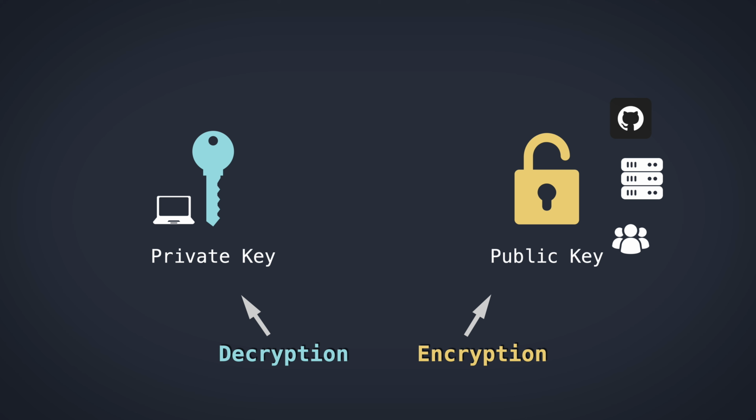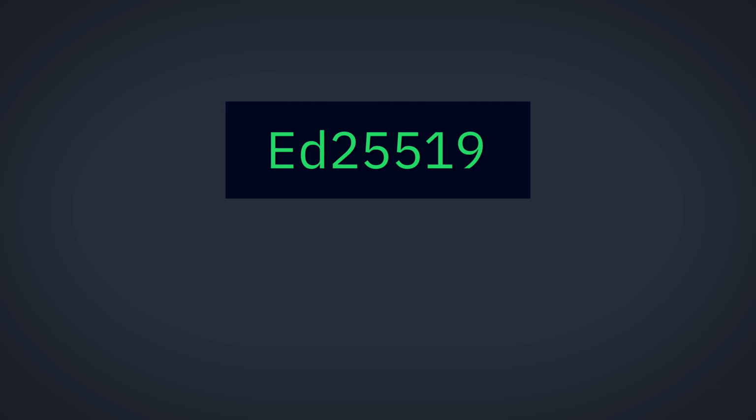Simple. Now, regarding the algorithm. In the past, RSA was the standard, but today we're using Ed25519, which uses elliptic curve cryptography. It's faster, has smaller keys, and is the modern standard. Enough theory, now let's generate the keys.